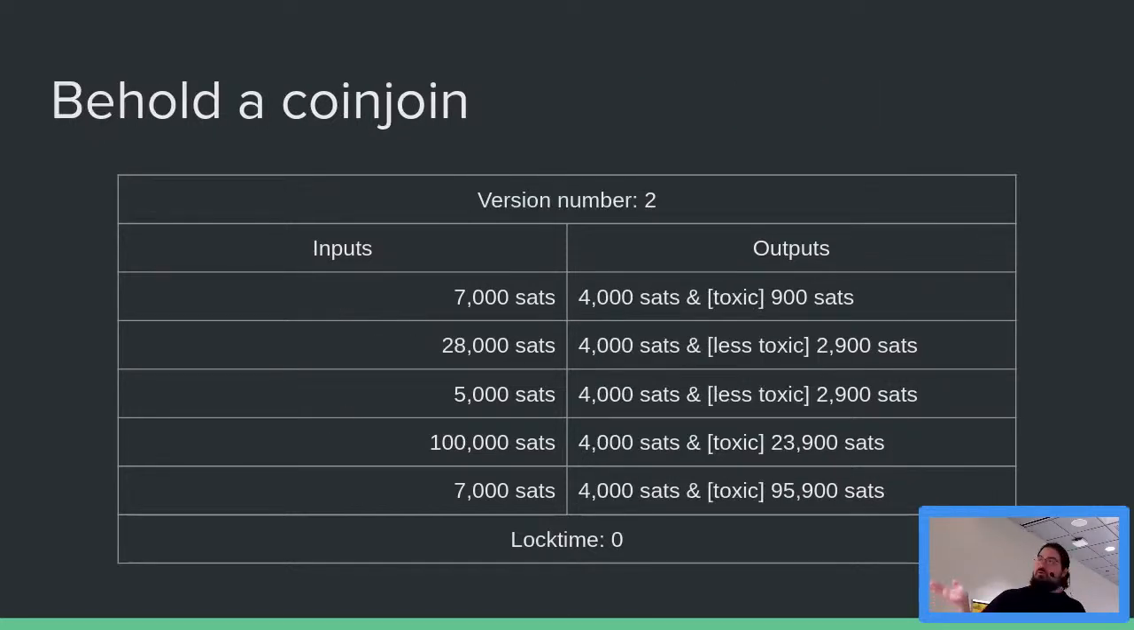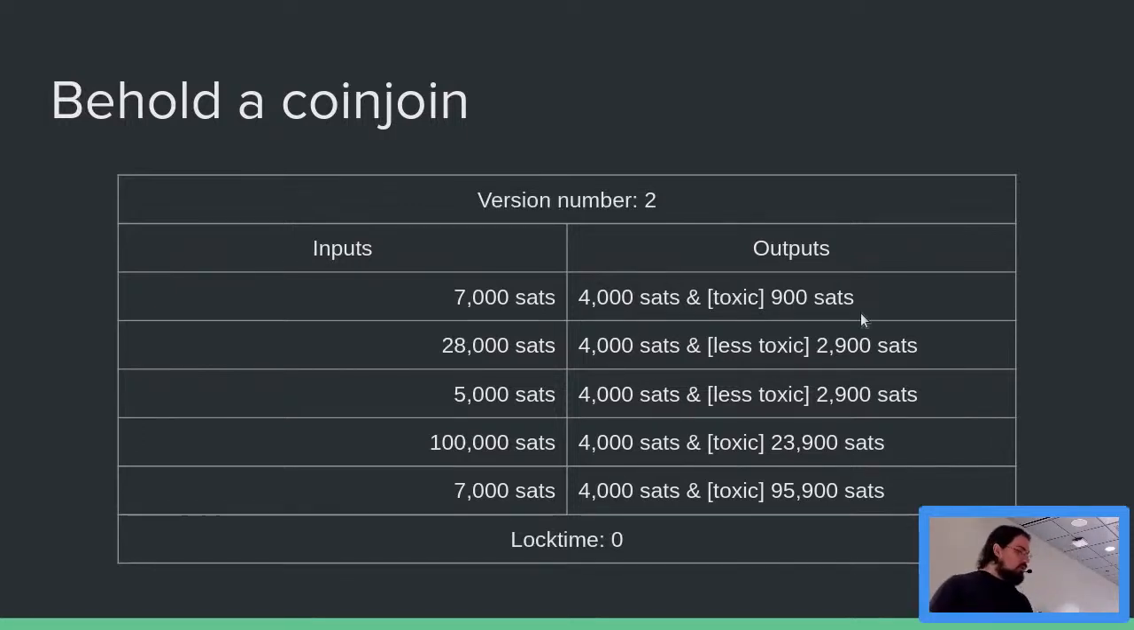But what we want to do is make equal amount outputs. So in this case, I've made all of them 4,000 sats. Everybody's sending 4,000 sats to themselves probably, or to someone. And then only the change is able to be easily mapped to whoever sent it. Like you can pretty easily tell that the guy who had 5,000 sats has one of these 4,000 sat outputs, and he's also got the change of 900 sats.